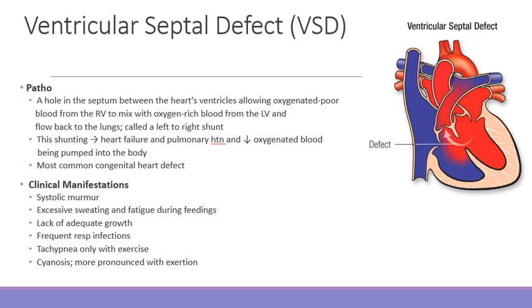Their tachypnea is only with exercise because at rest they're doing okay, but during exercise, when I need more cardiac output coming out of my heart, more blood flow coming out, I have more demand because I'm exercising, moving around, than when I'm sitting. Their heart can't meet that demand because that blood is being shunted over to the right side. They will have some cyanosis, and it is more pronounced with exertion because of that supply and demand.